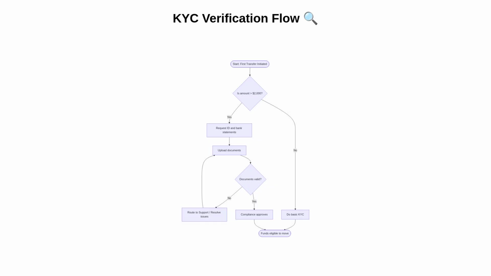Let us visualize the KYC process. The flow begins when you initiate your first transfer. If the amount exceeds $2,000, the system requests identity documents and possibly bank statements. Those documents are validated. If anything is invalid or unreadable, support intervention is required, and you are looped back to re-upload until validation passes. If the amount is below the threshold, only basic KYC checks run. Once approval is granted, funds become eligible to move.